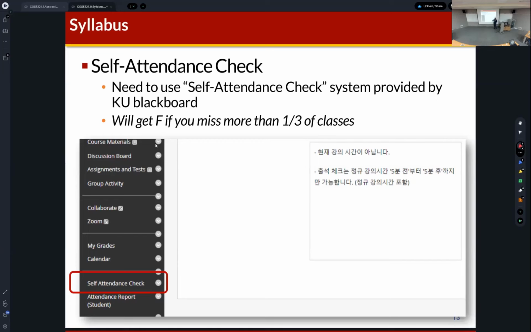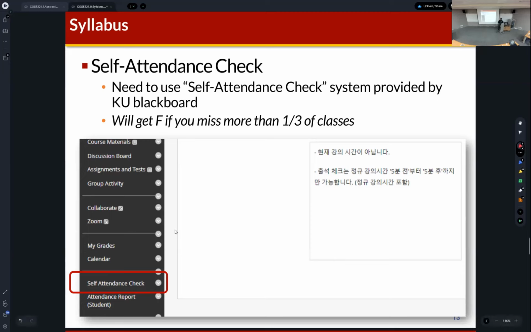So in this course, I will not call your names for attendance check, okay? I will use the self-attendance check system in Blackboard. Okay, so if you see the Blackboard, the left panel here, you can find the self-attendance check here. So you need to click this link, and then check your attendance by yourself. I will not call your name during the class time. Okay, I think this is a waste of time.